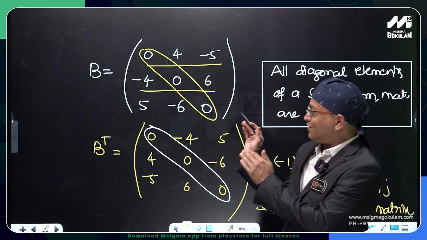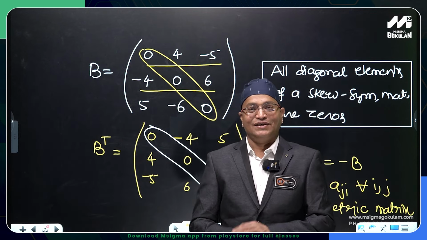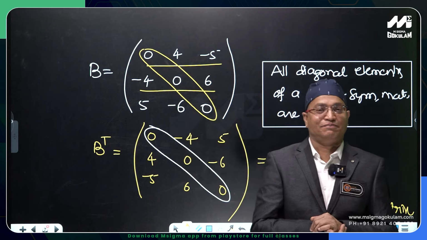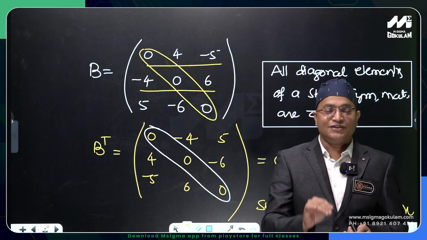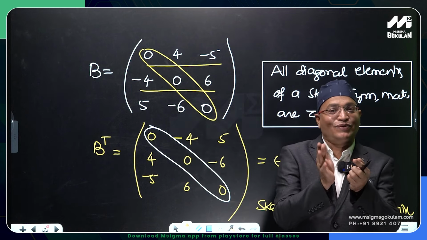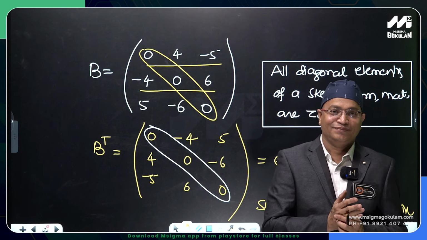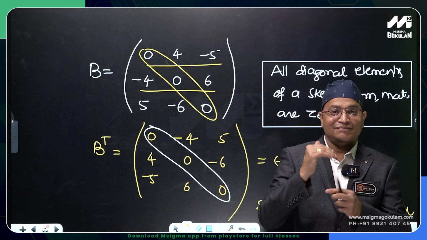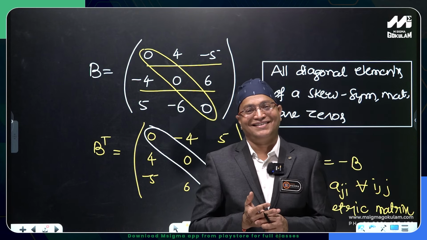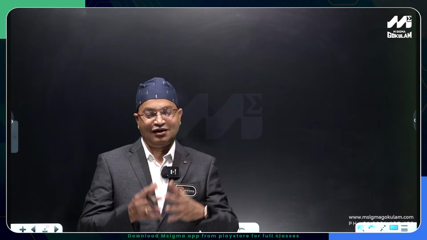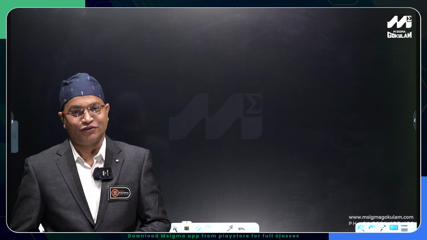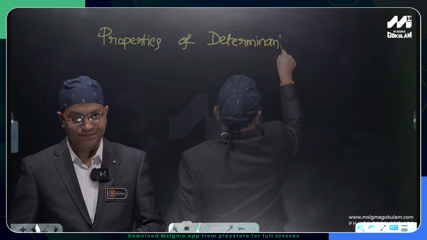Sir, why do we have to learn all these things? For understanding further concepts. We have understood now what is a matrix, what is a determinant. Determinant gives only a single value, but a matrix is not like that. Clear? Let us continue with the properties of determinants.